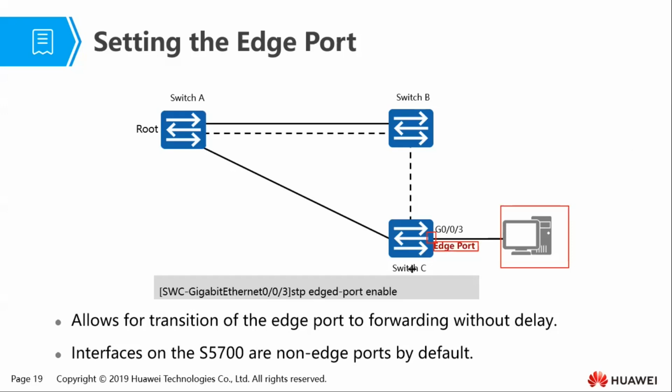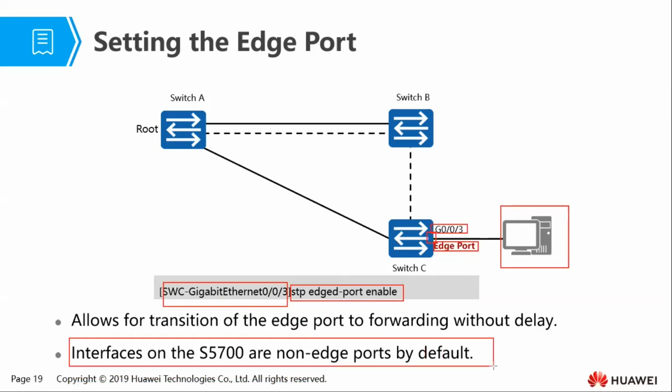So to do that, we use the command on that particular interface. So for example, host A here is interconnected to this interface GigabitEthernet 0/0/3. So we go into that interface, then we use the command stp edged-port enable. So when we press enter, then that particular port is now going to be treated as an edge port, and it's not going to receive or process any BPDUs.